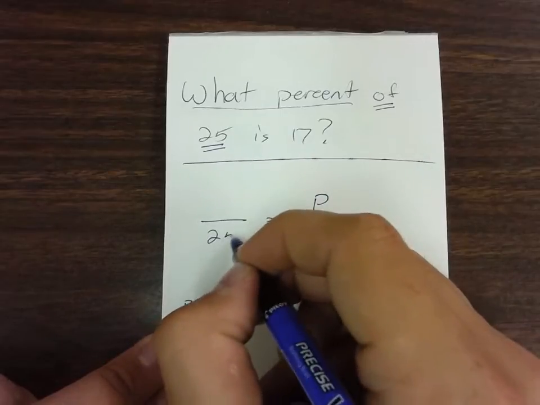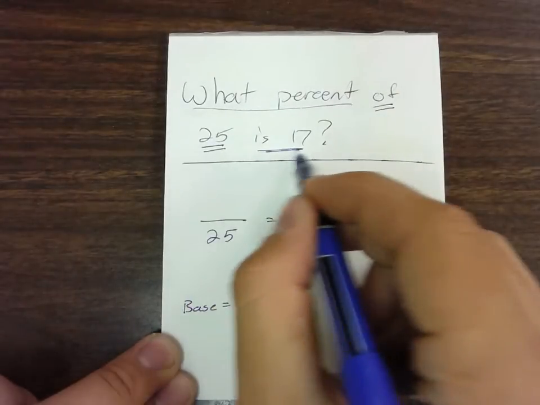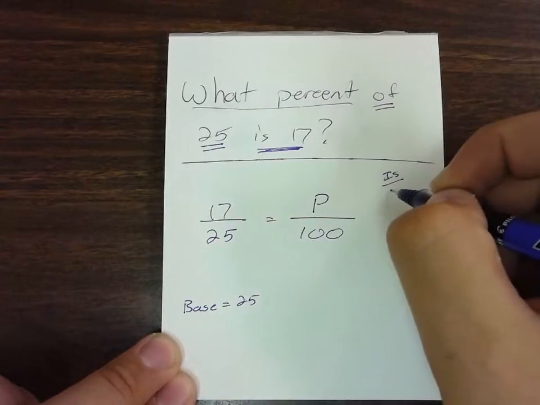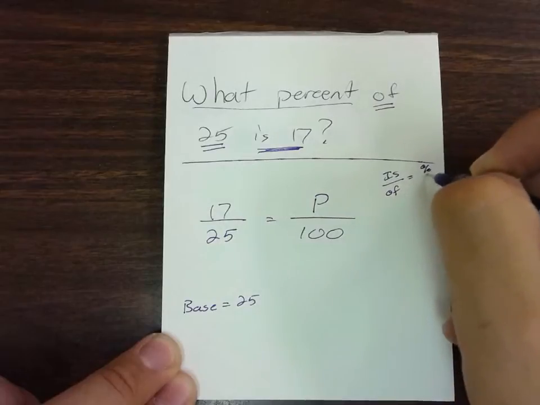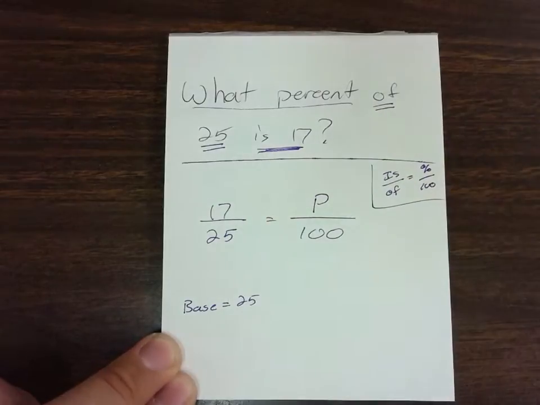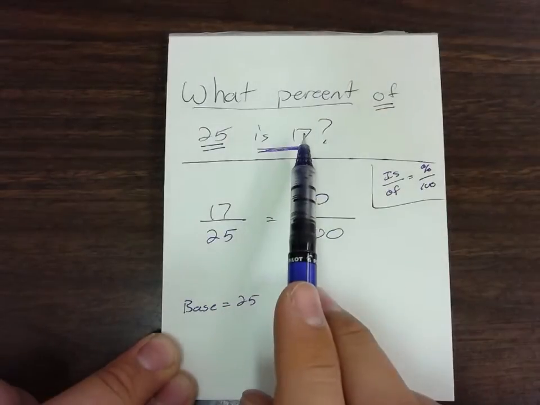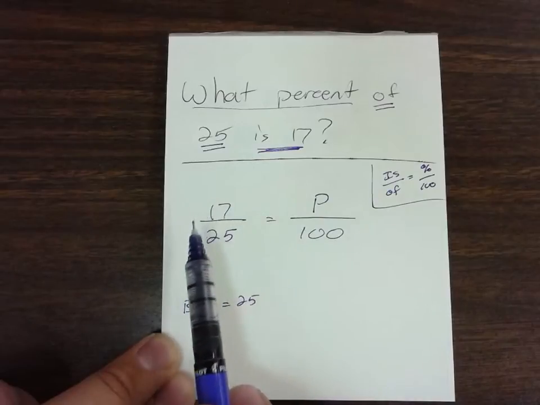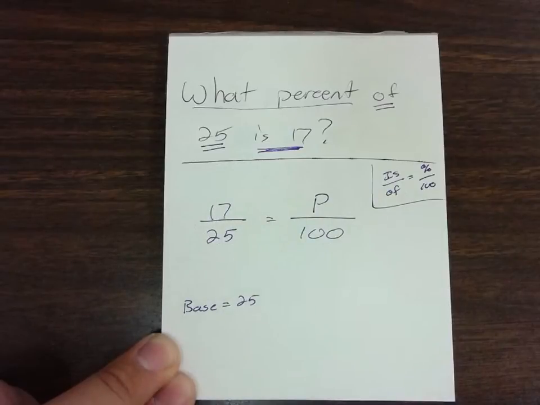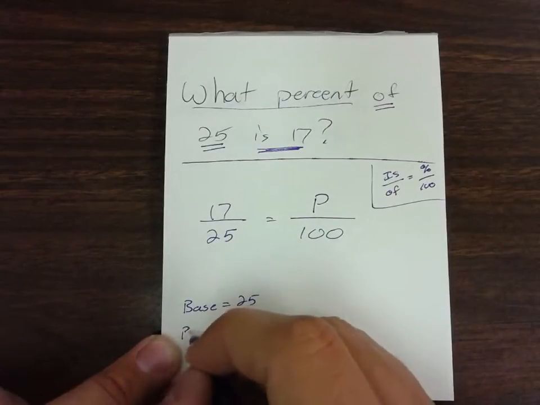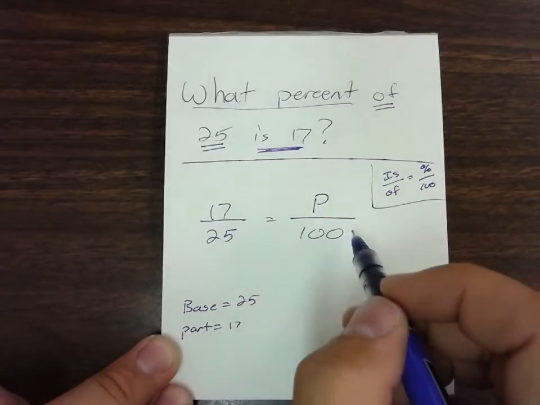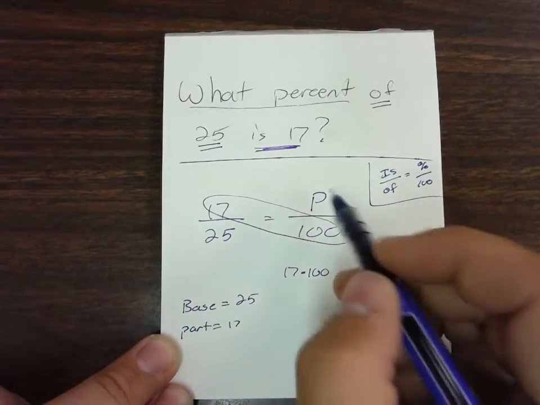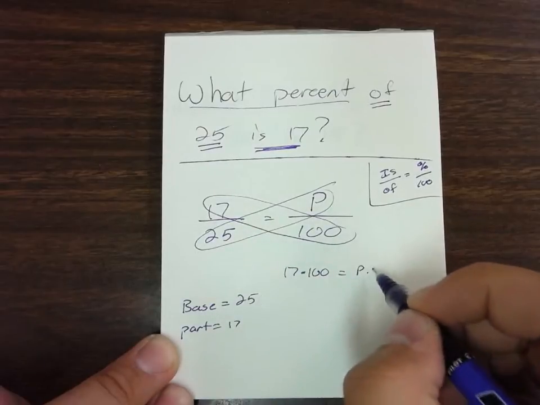So it's going to go down here. Is 17 means that's going to go on top. Remember we had is over of equals percent over 100. So the thing that is my 17, the thing that's of is my 25. That's my base. I have my part divided by my base equals some percent over 100. Now we solve. We solve these using cross products, so I'm going to multiply straight across. So 17 times 100 is going to equal P times 25.